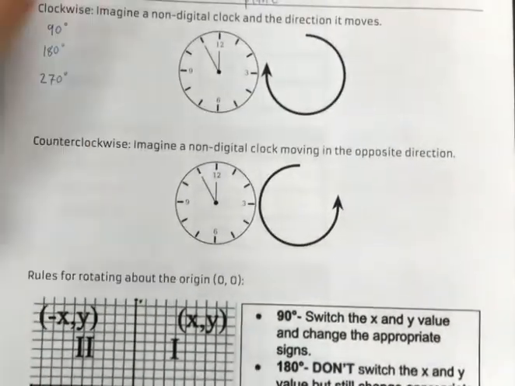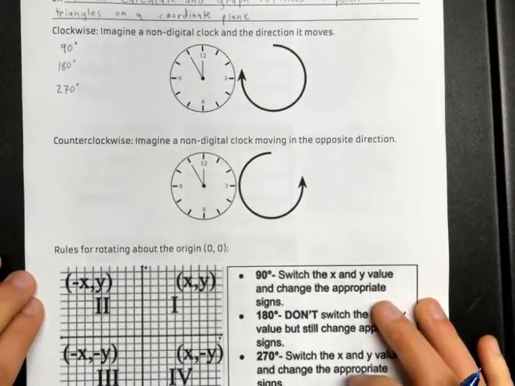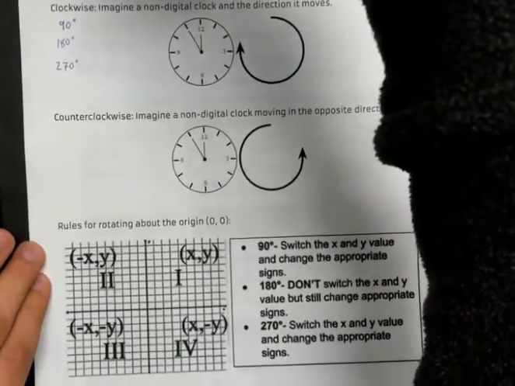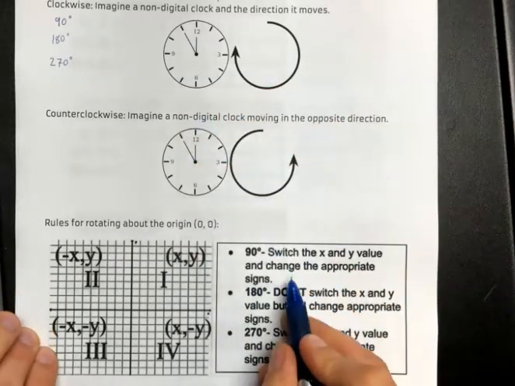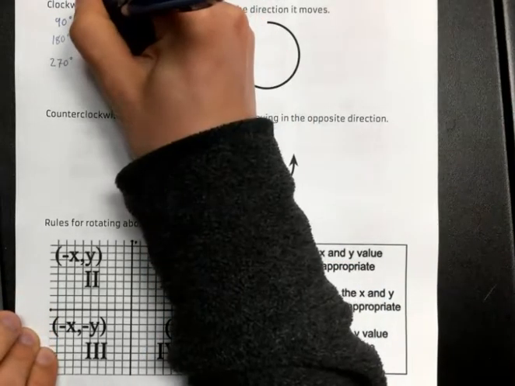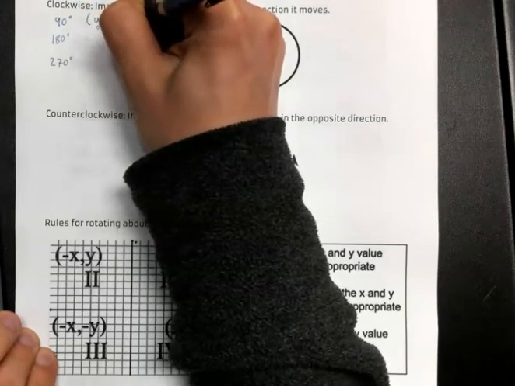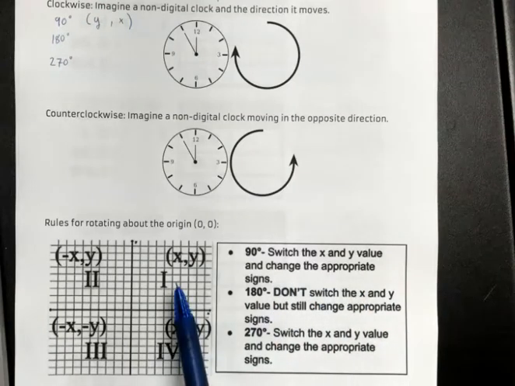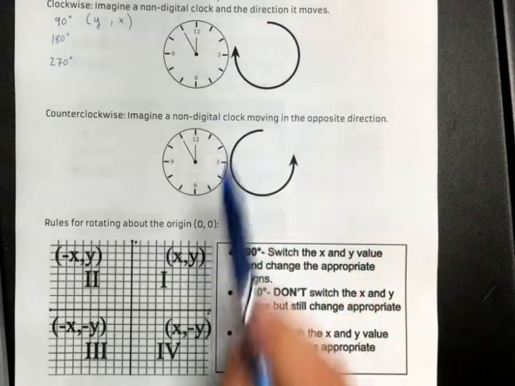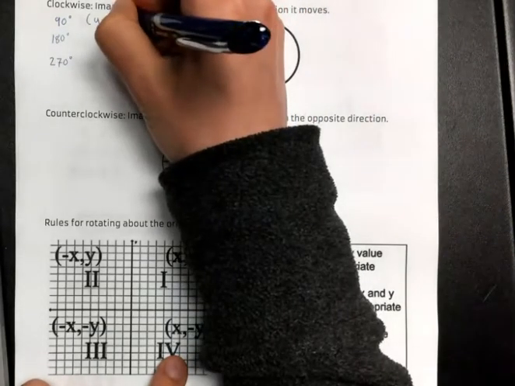I'm going to zoom out a little bit so you guys can see. We can read all of it. Okay, so for 90 degrees, it says switch the x and y value. So I'm going to put my y first, and then I'm going to put my x. And then it says, and change the appropriate signs. Well, what's the appropriate sign? So I'm going this direction, from here to here. This shows me that if I go from here to here, the second term should be negative.